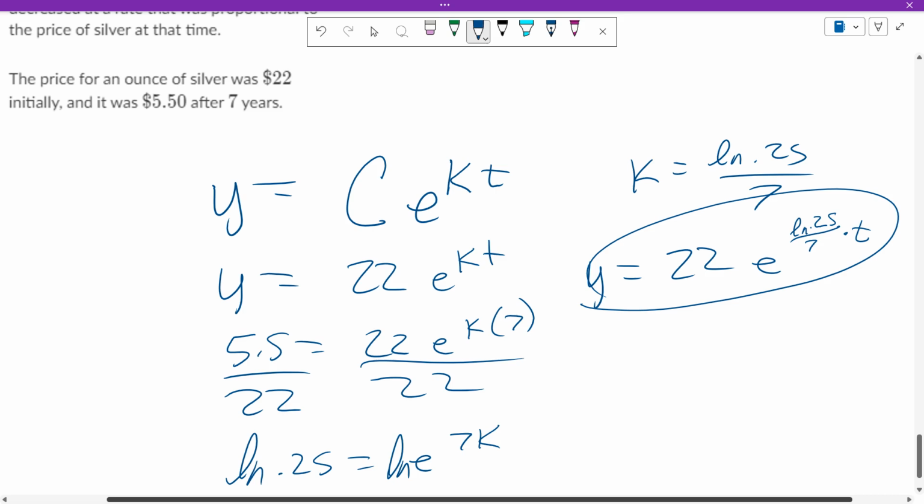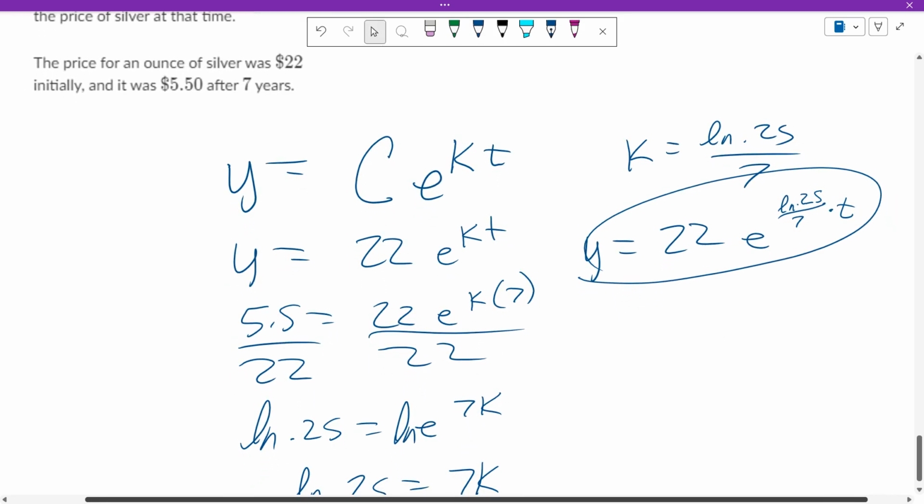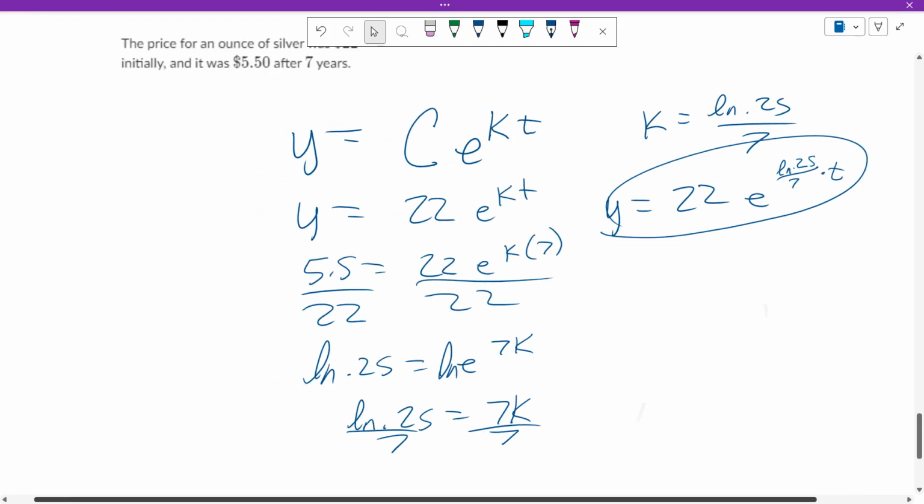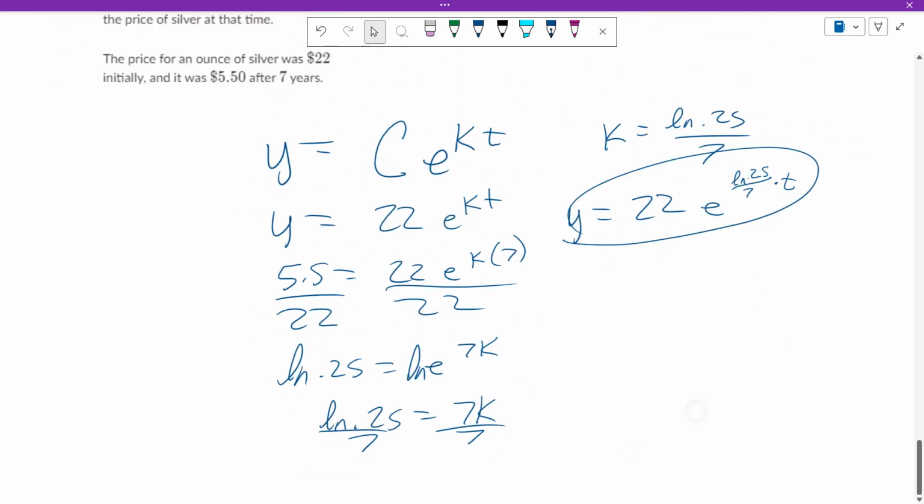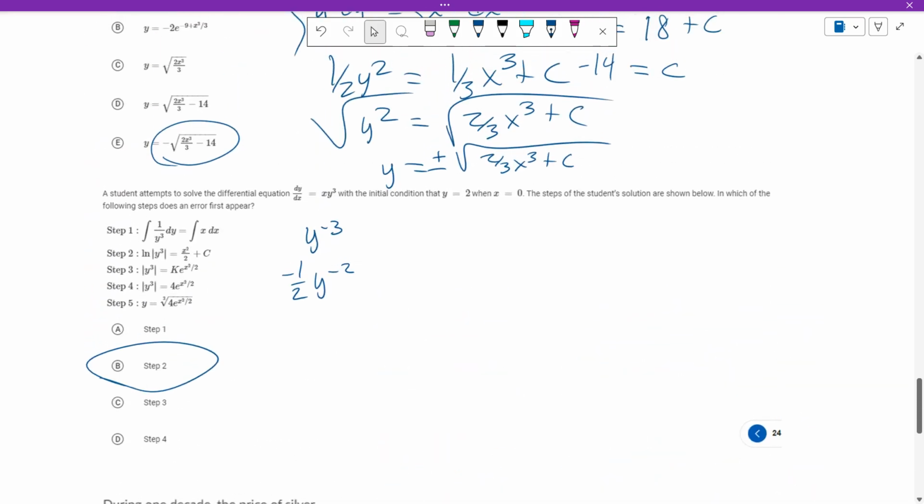Now, if it said, what would it be when it was 25 years? Well, then we would plug 25 in for t. And that's the basics of what you'll see. So, there you go. You got one wrong?